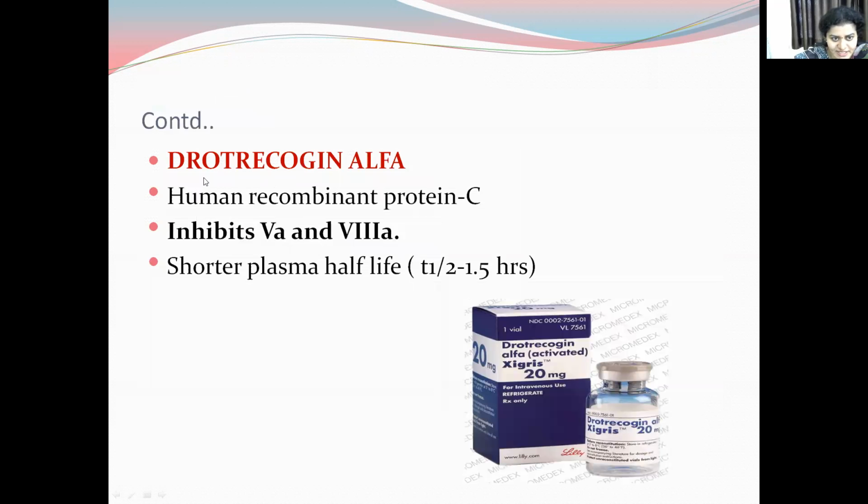And the last drug, that is drotrecogin alpha. It is a human recombinant protein C. It is not a direct thrombin inhibitor. Of course, it is used as a parenteral anticoagulant, but the mechanism is that it inhibits factor 5A and factor 8A, not direct thrombin inhibition, that is factor 2A. It inhibits factor 5A and 8A. And the drug has a shorter plasma half-life, about 1.5 hours.